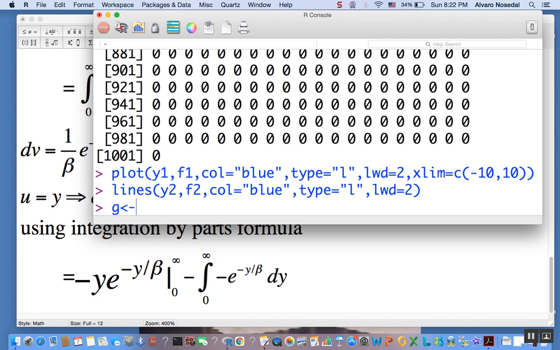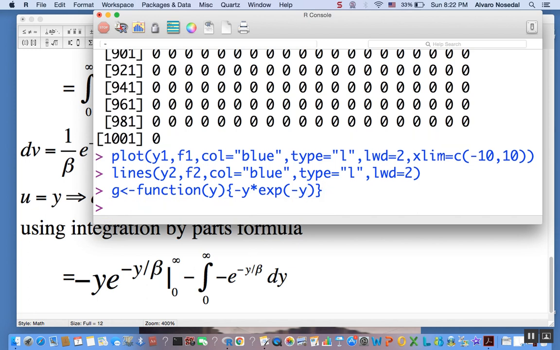I'm going to be creating a function g, and g will be the product that we are interested in. So it's going to be a function with a parameter y, defined like this, minus y times e to the negative y. So I'm just going to be doing this for the case when beta equals 1. Okay? Okay. So I have defined that function.